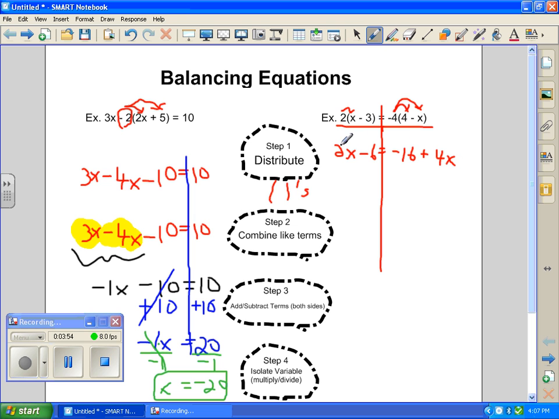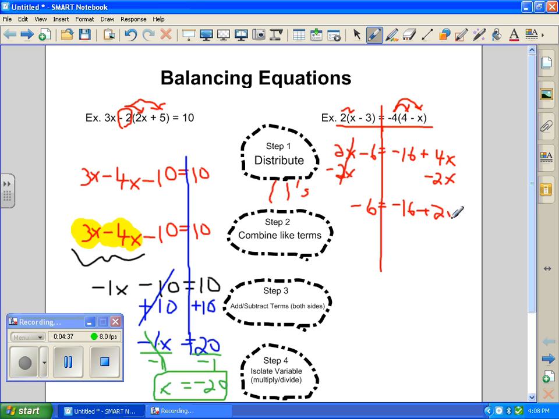All right, now we try to combine like terms. In this case, see, we have a variable and a constant. We can't combine those. We have a constant and a variable. We can't combine those. So now we go on to step 3, add or subtract. So let's get the x's over to this side. So the opposite of a positive 2x is a negative 2x, or a minus 2x. So I'll do minus 2x, and I'm going to take away the x from the x term, so minus 2x to both sides. Okay, so here we have -6 equals -16, and then a positive 4x minus 2x is a positive 2x.